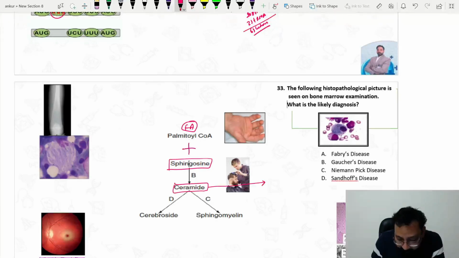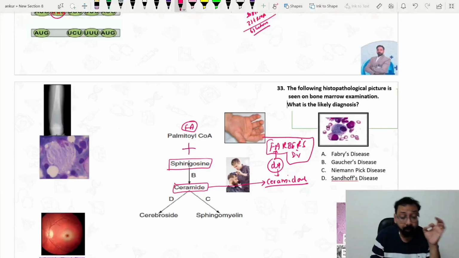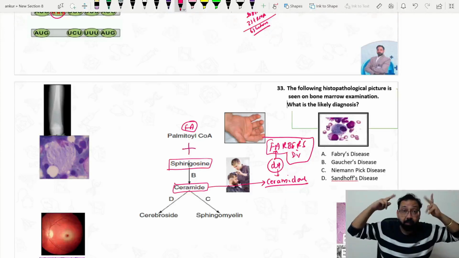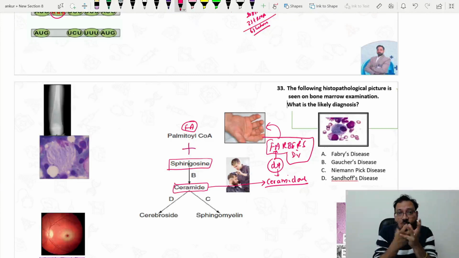Normally in our body, ceramide is metabolized by ceramidase. If ceramidase is deficient, then it is called Farber's disease. Farber as barber. Now, if a barber is cutting the hair of sir, ceramidase sir's hair, whole day he would have joint pain just like rheumatoid arthritis.